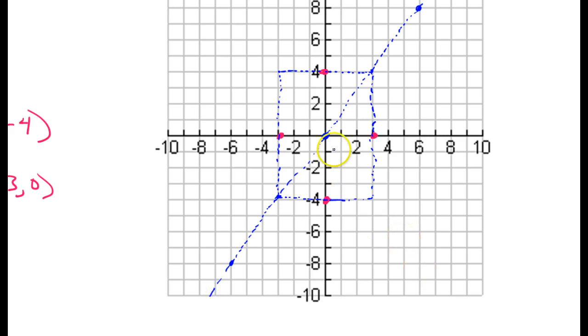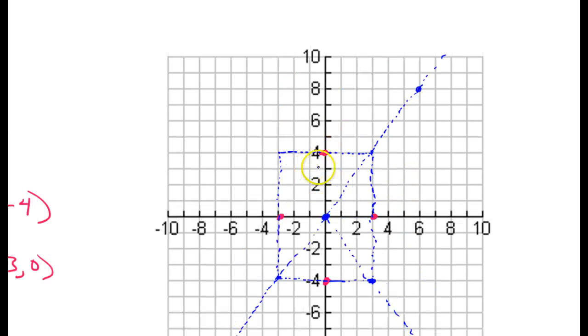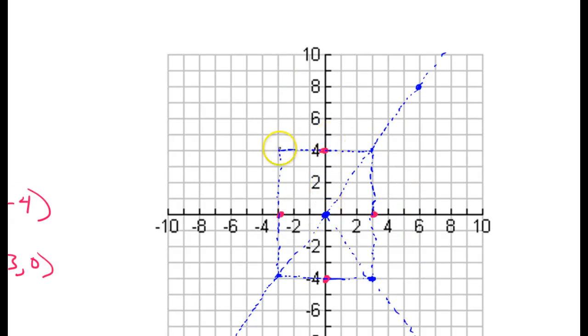All right, and I'll do the same thing in the other direction. Okay, so it's down 4, right 3. So here I go with my asymptote. And up 4, left 3, up 4, left 3. So be really careful about how you do your asymptotes.